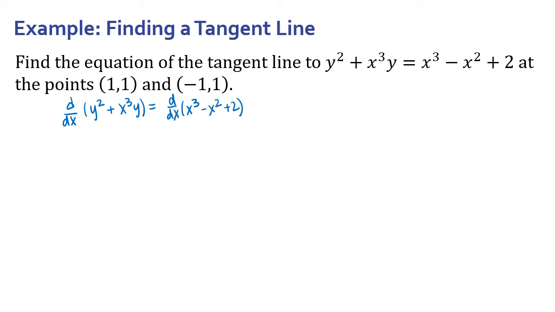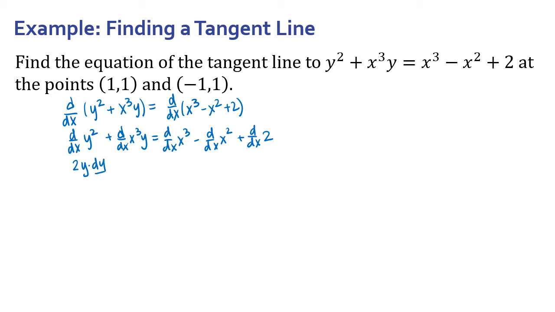Okay, so let's keep going with this and distribute that derivative operator through to each of these pieces. And then that way we can start actually finding derivatives. So this is going to give us the derivative with respect to x of y squared. That's going to be 2y times dy dx, because this is taking the derivative of y with respect to x.